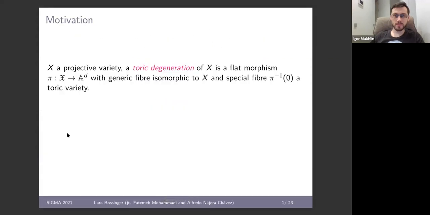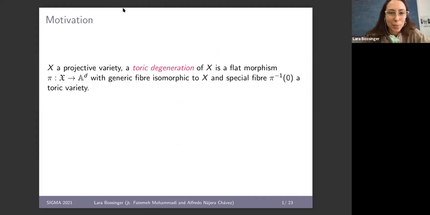So my motivation comes from toric degenerations. I should maybe check the participants. Probably everyone is very familiar with this subject, but let me just quickly go through it.